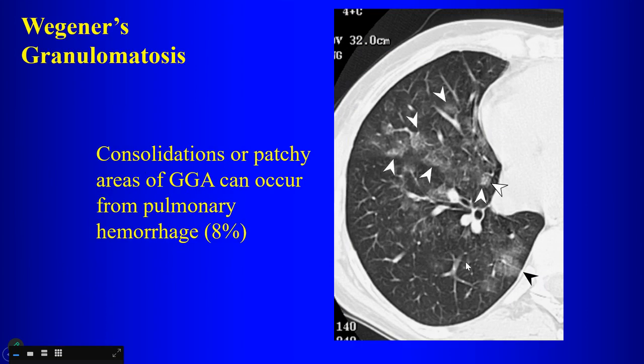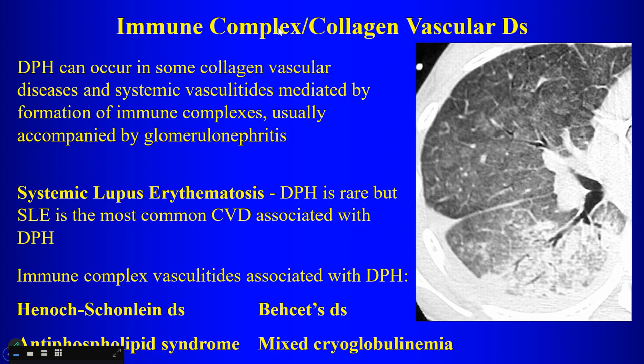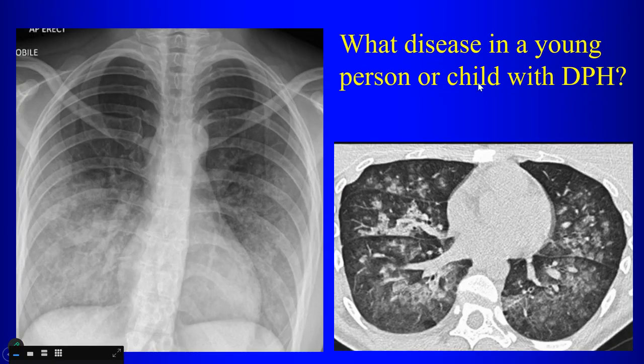So if they have ground glass opacities in the lungs associated with hemoptysis, then it's a sign of pulmonary hemorrhage in these patients. Immune complex diseases and collagen vascular diseases, SLE, can also be associated with pulmonary hemorrhage. So diffuse ground glass for pulmonary hemorrhage, and then there are these other diseases also that can be associated with pulmonary hemorrhage too. If you have a young person with diffuse pulmonary hemorrhage, what's the disease in young patients with pulmonary hemorrhage? What do we suggest there?